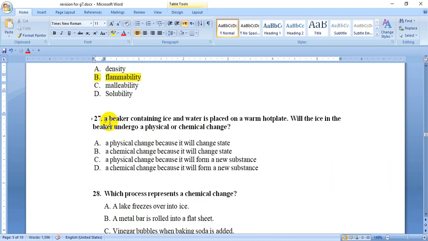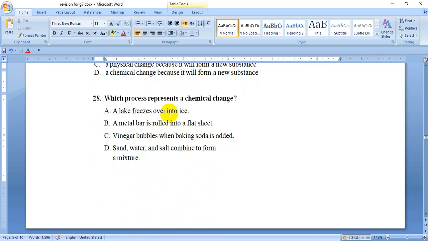Question 27. A beaker containing ice and water is placed on a warm hot plate. So we have a cup of ice, and we put it on a warm hot plate. Will the ice in the beaker undergo a physical change or a chemical change? If you remember, we said that melting, because we change a solid to a liquid, is a change in state, which is a physical change, because it will change state only. We will not have a new substance. When you melt ice, it is still water. It will not be a new substance. So we are going to choose letter A.